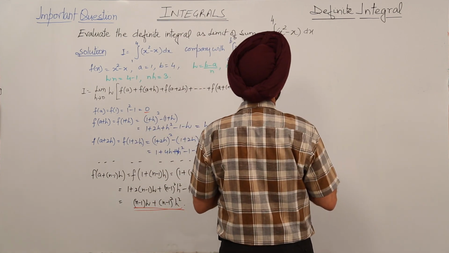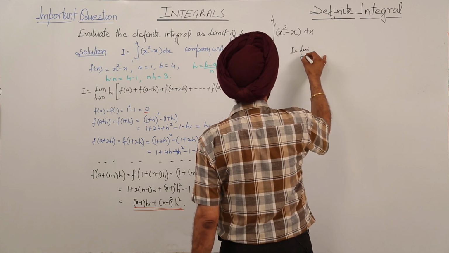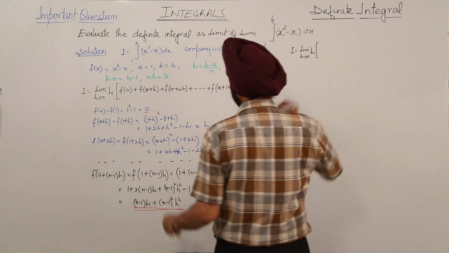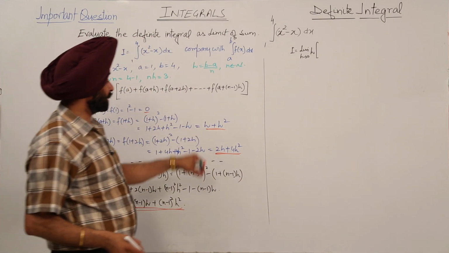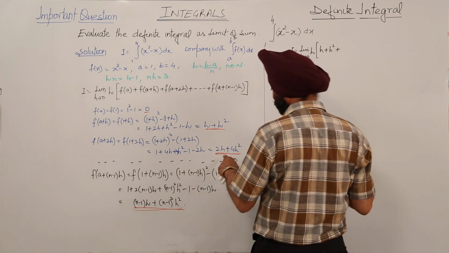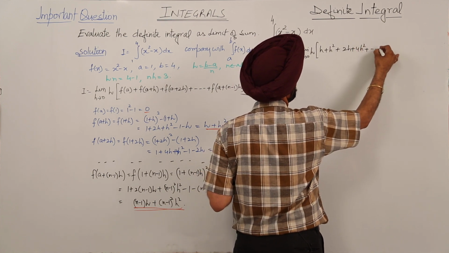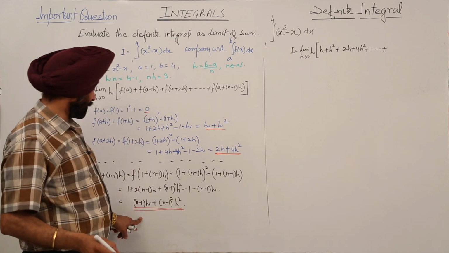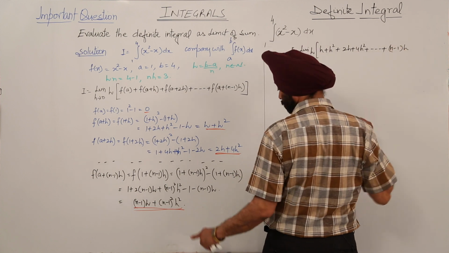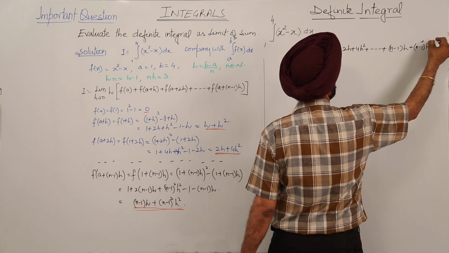So we will be having the limit h approaches to 0 of h times. The first term is 0, so I am not writing 0, I am starting from here: h plus h square plus 2h plus 4h square plus up to (n minus 1)h plus (n minus 1) square h square.